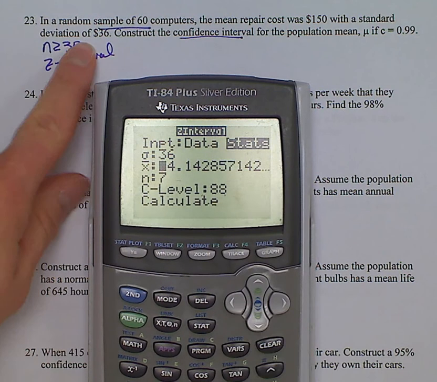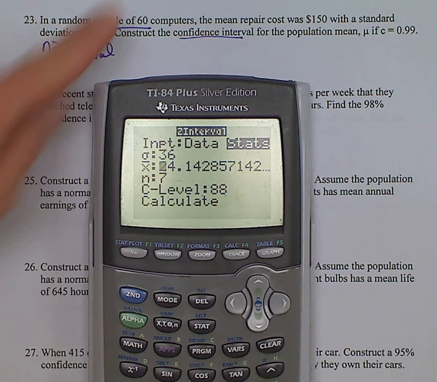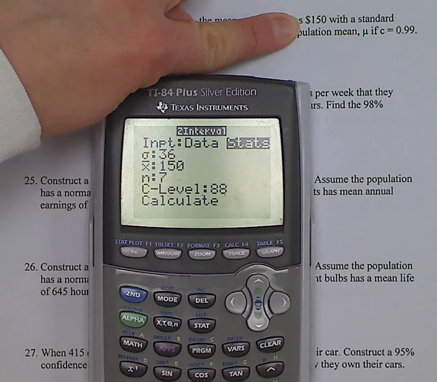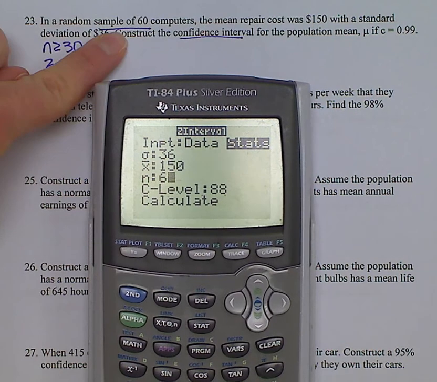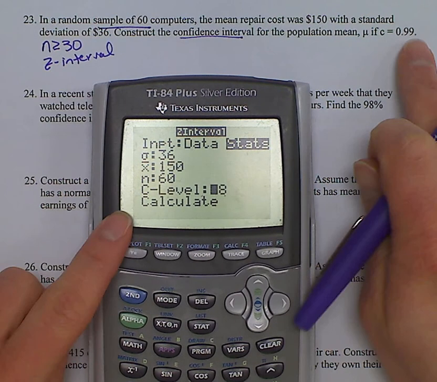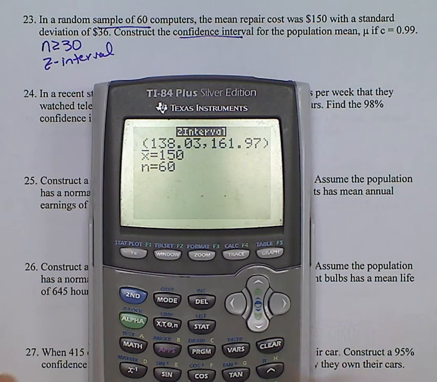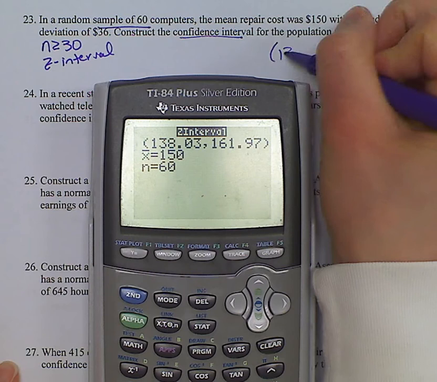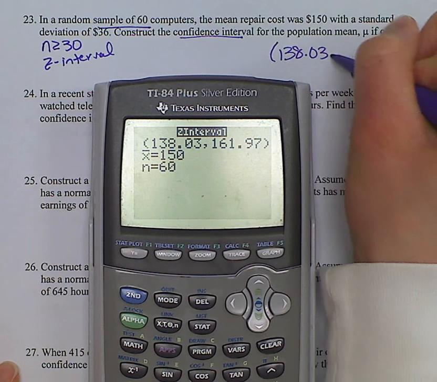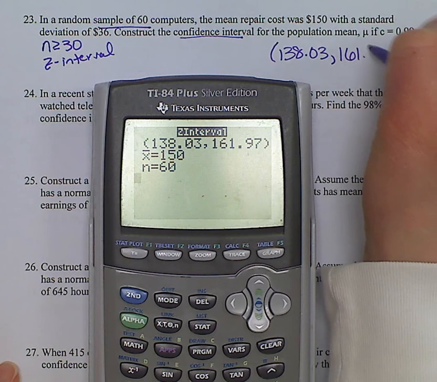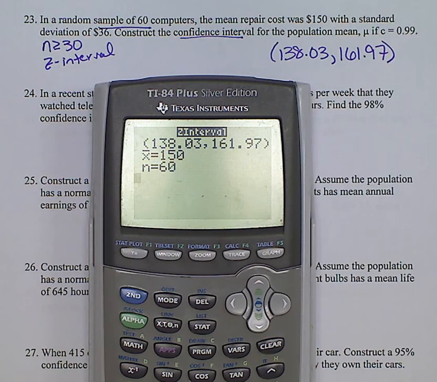So our standard deviation is 36, our mean repair cost is $150, and our sample size was 60, and then our C level of confidence was 99. You hit Calculate, here's our interval. Now on the final exam, this might say something like 138 to 162. It might not give all 5 significant digits that the calculator gives you for the confidence intervals.